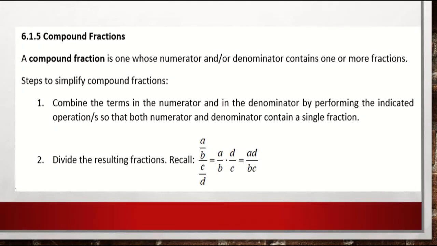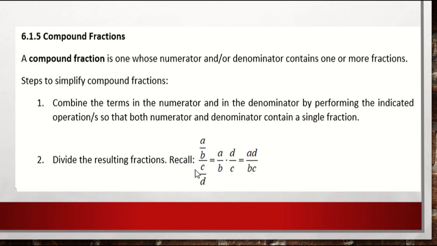Compound fractions. A compound fraction is one whose numerator and or denominator contains one or more fractions. Steps to simplify compound fractions. Step 1, combine the terms in the numerator and in the denominator by performing the indicated operation so that both numerator and denominator contain a single fraction. Step 2, divide the resulting fractions.